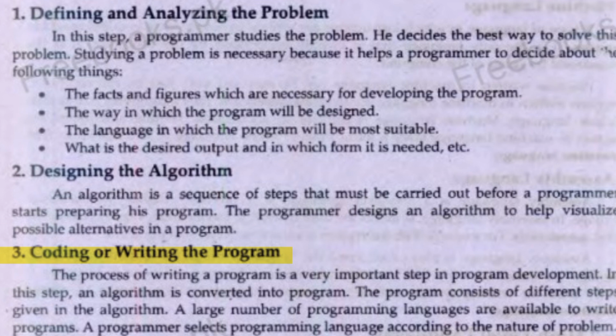3. Coding or writing the program. The process of writing a program is a very important step in program development. In this step, an algorithm is converted into a program. The program consists of different steps given in the algorithm. A large number of programming languages are available to write programs. A programmer selects programming language according to the nature of problem.